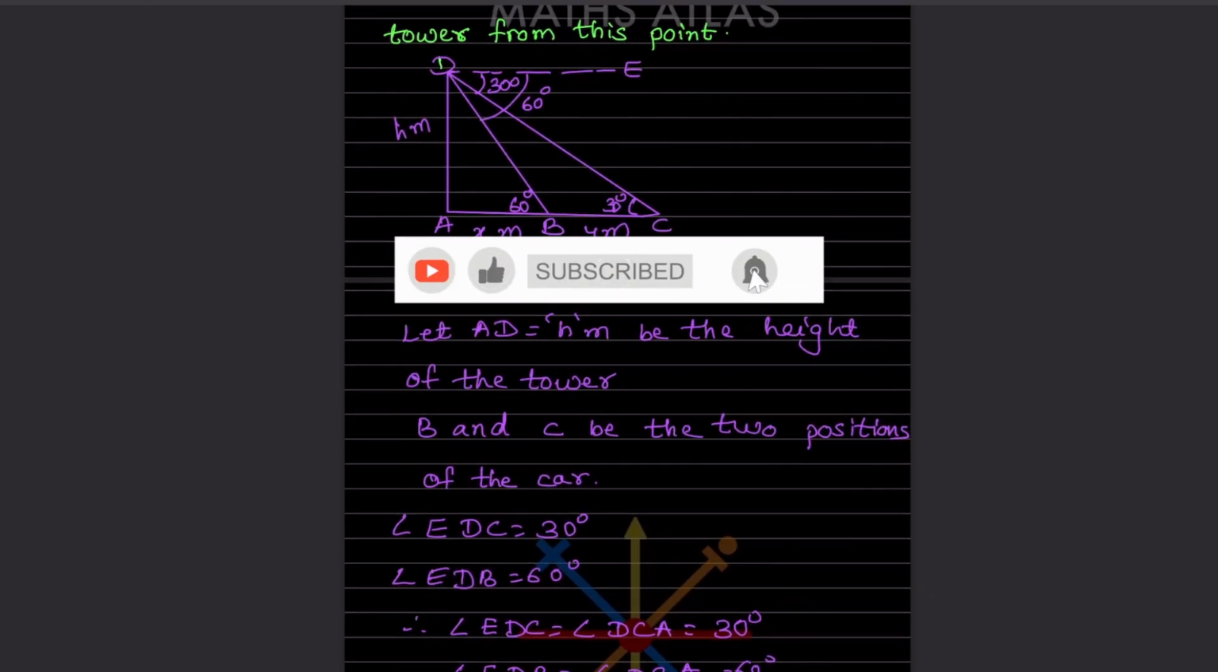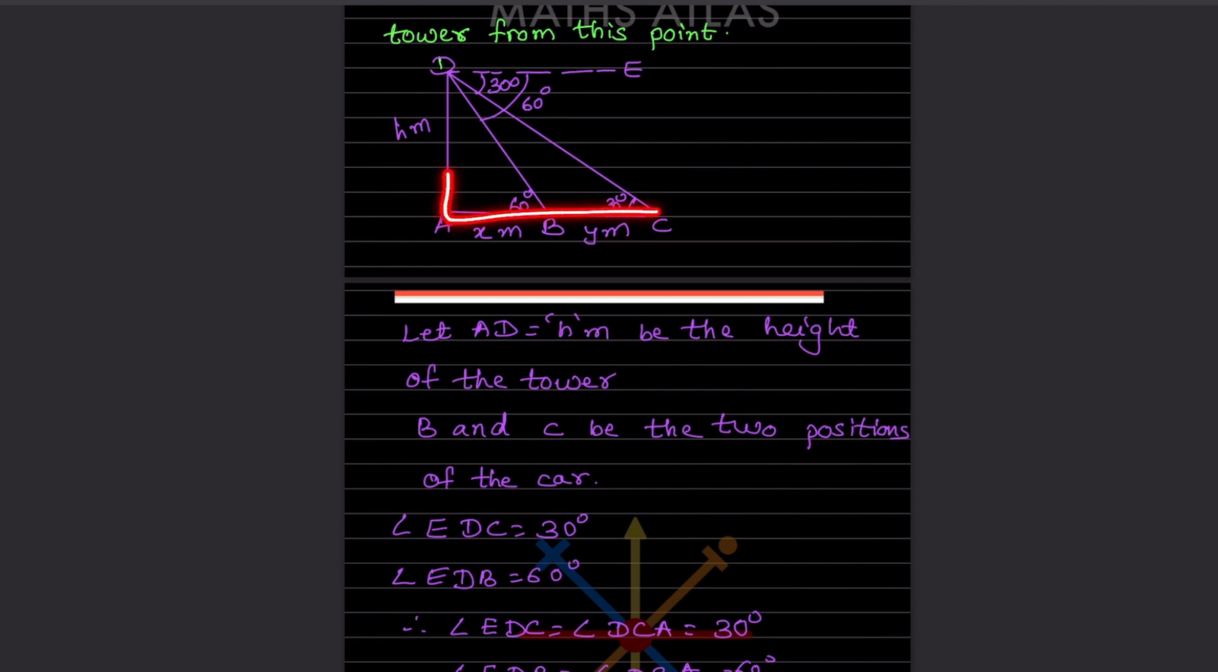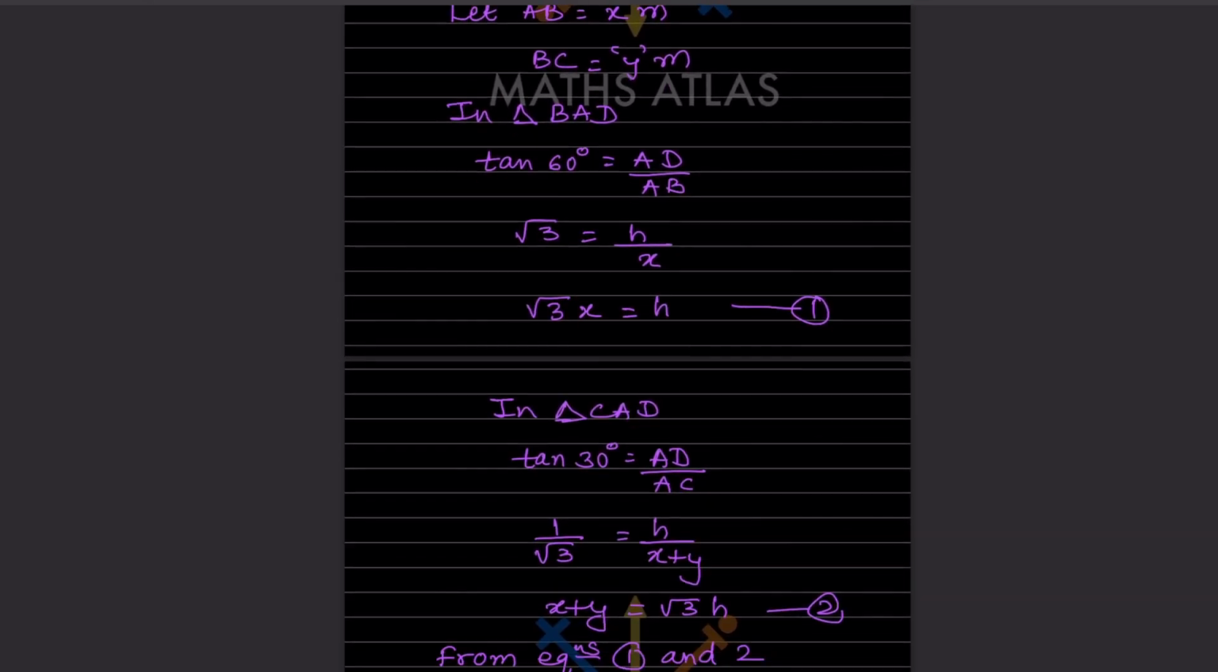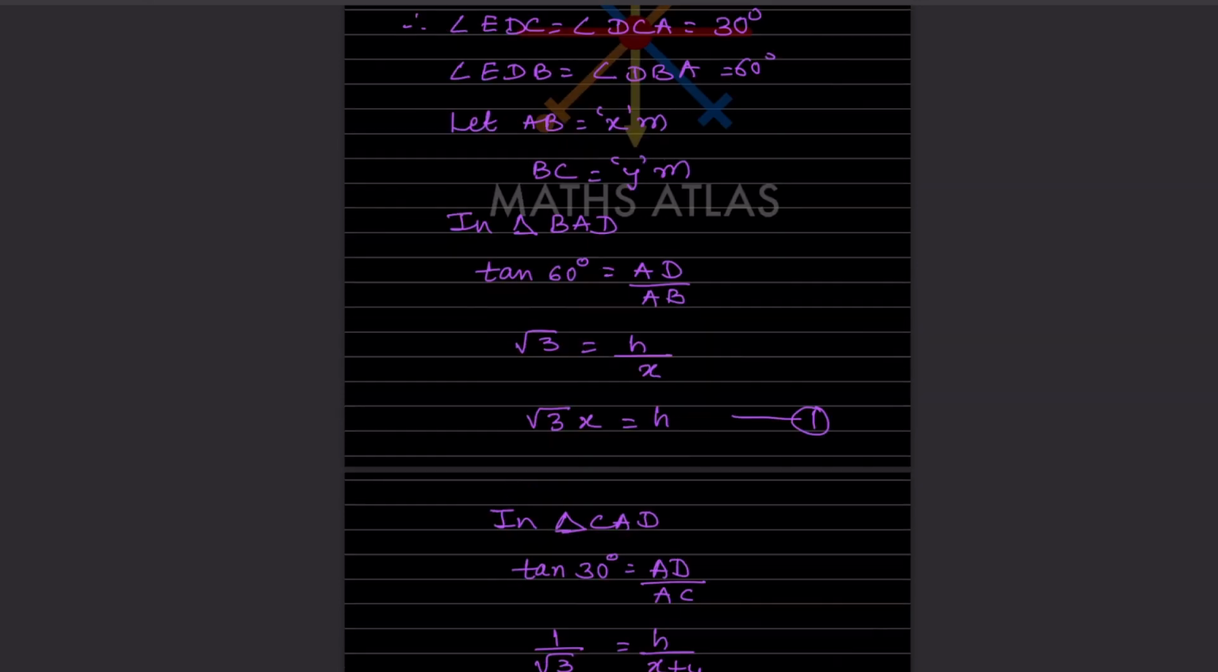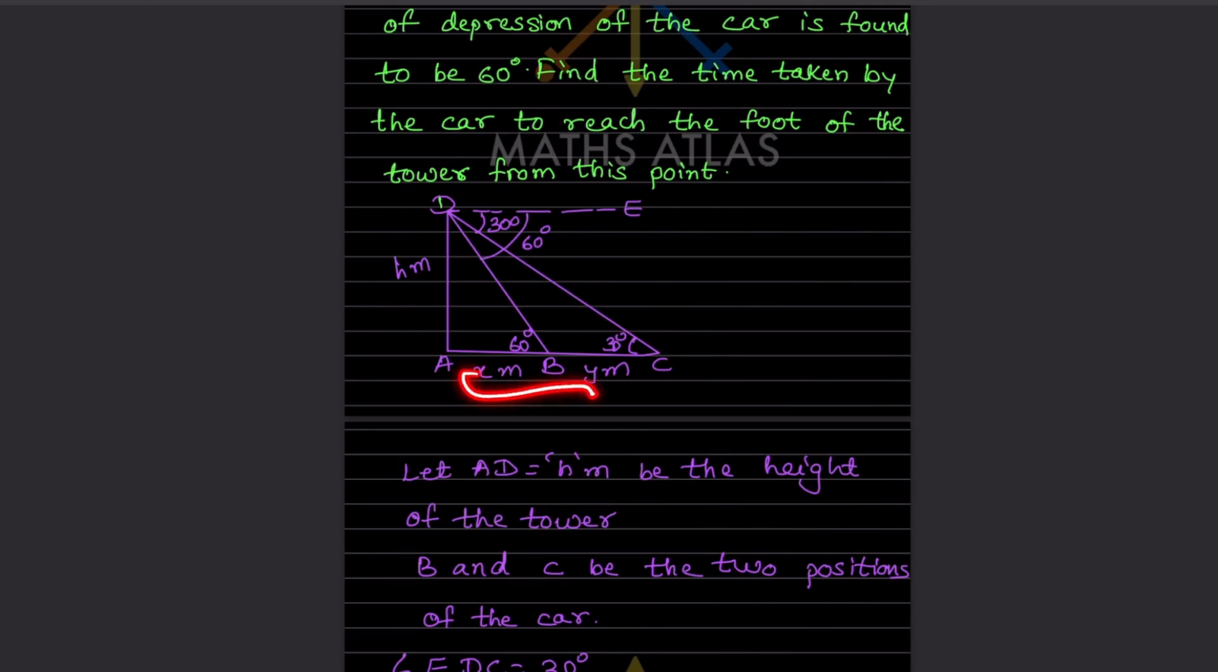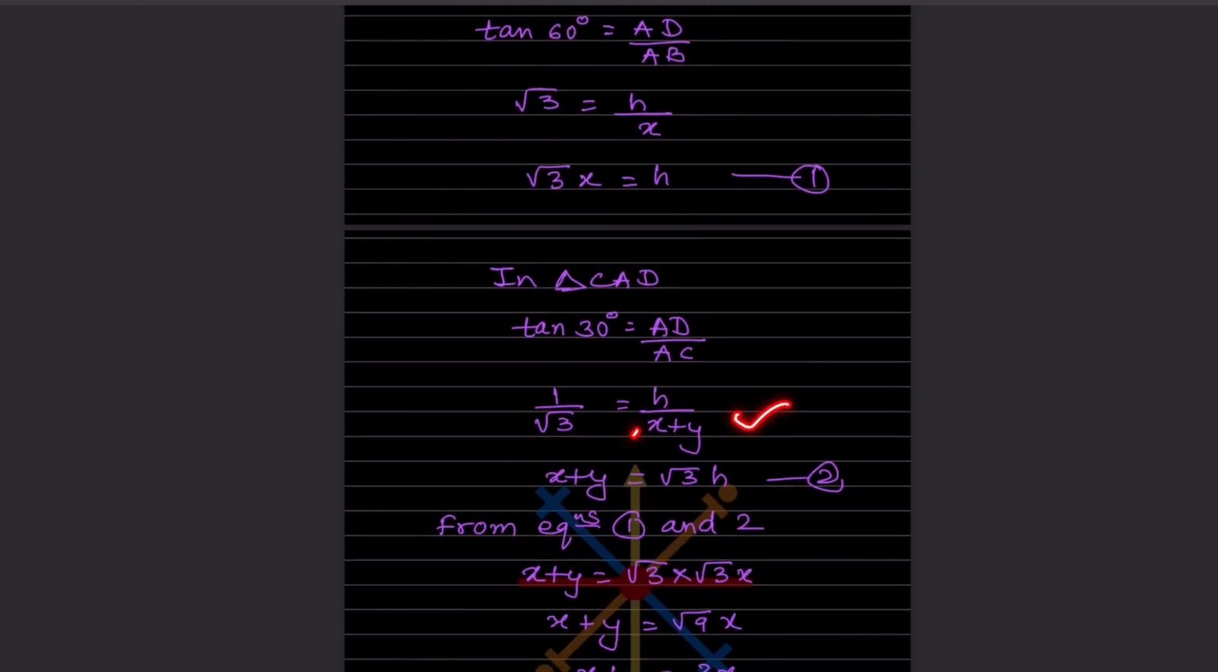Now the other triangle is triangle CAD. Considering this triangle CAD, we see AD by AC. So AD by AC, that is tan 30, is 1 by root 3, where AD is h and AC is x plus y. When you cross multiply, x plus y is root 3 into h, and this is equation number 2. So if we solve these two equations, what do we get?